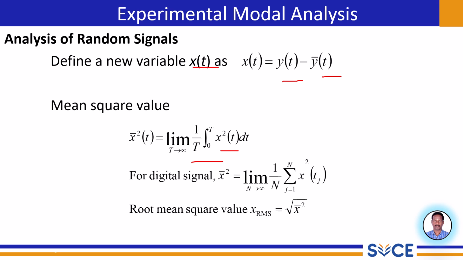While the mean square value gives us a measure of the signal's power, it's often more convenient to work with a value that has the same units as the original signal. This is where the root mean square value comes in.